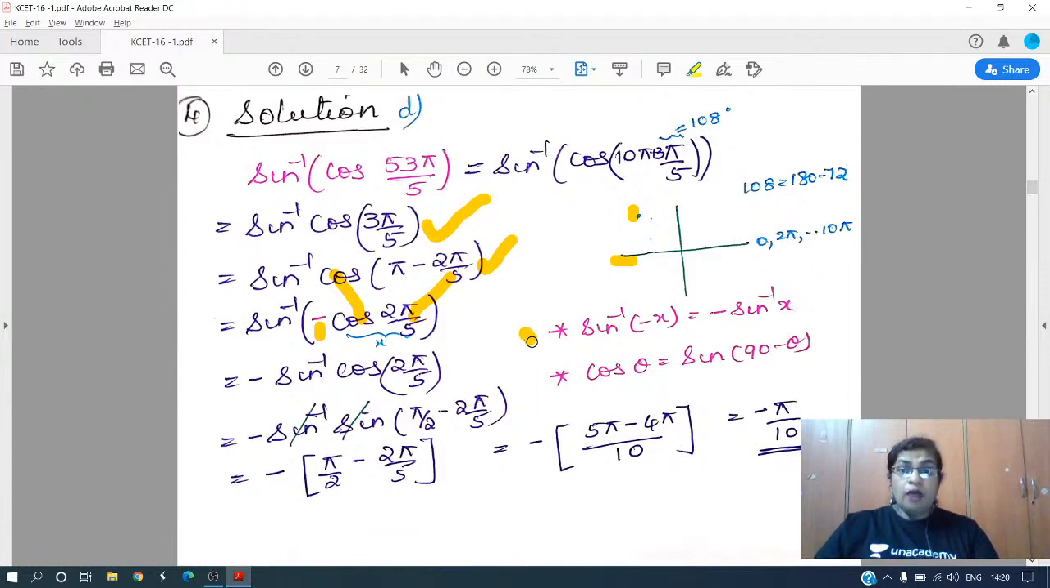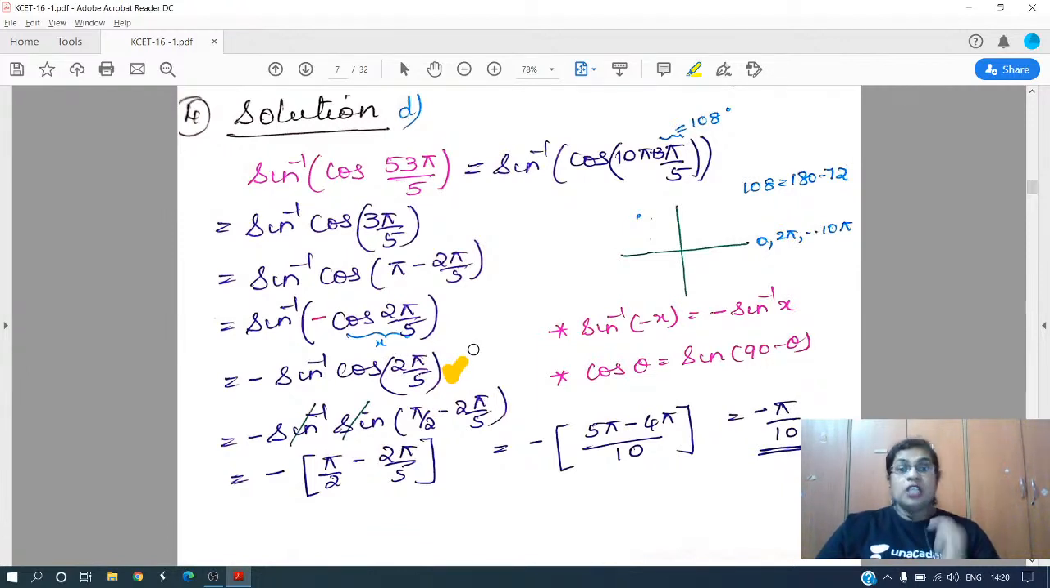Okay, now we have a property in inverse trigonometric function. Sine inverse of minus x is nothing but minus will come out, minus sine inverse x. So is it of that form now? Is it of the form sine inverse of minus x? Yes, so that means minus should come out. Yes, the minus is brought out. Sine inverse of, who is there in the place of x? In the place of x, you have cos 2 pi by 5.